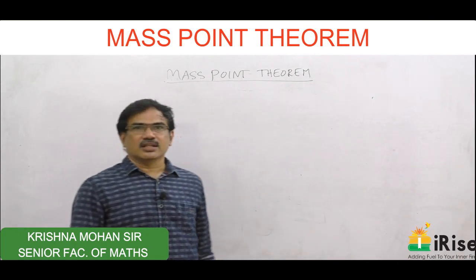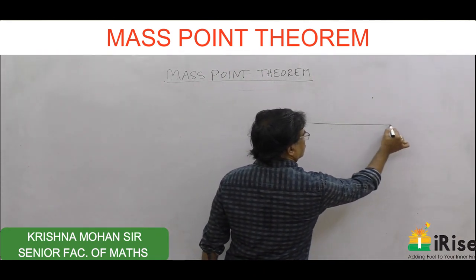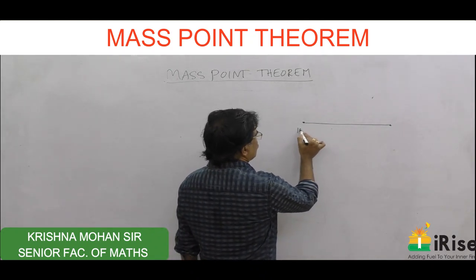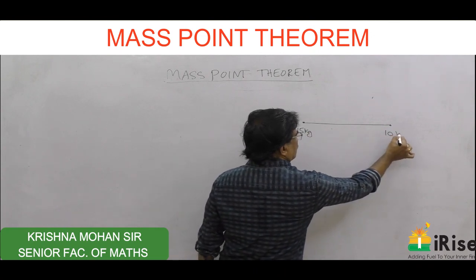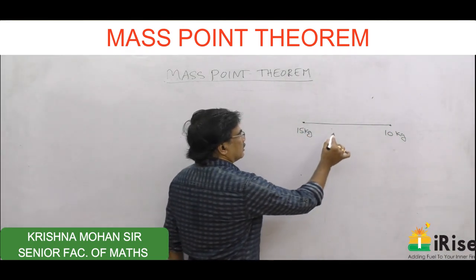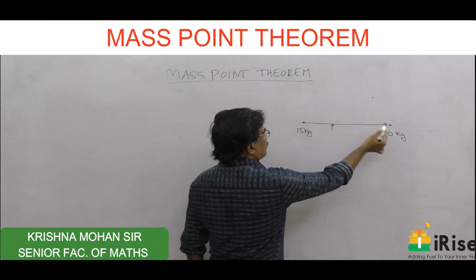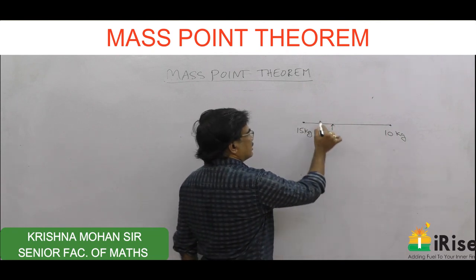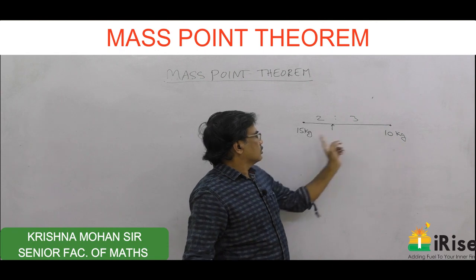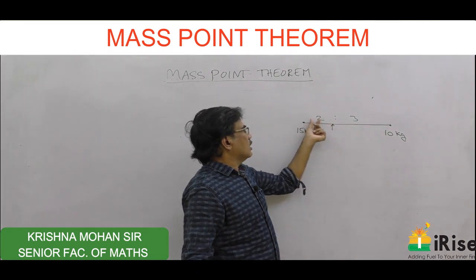Here in the mass point theorem, consider a uniform rod, and we have to put 15 kg weight at one of the ends and 10 kg weight on the other end. To balance this rod, we have to put the fulcrum nearer to 15 kg such that the ratio of these two distances is equal to the reverse ratio of the weights, nothing but 2:3. Here the weights are in the ratio 3:2, then the distances from this point to the two ends of the rod are 2:3.